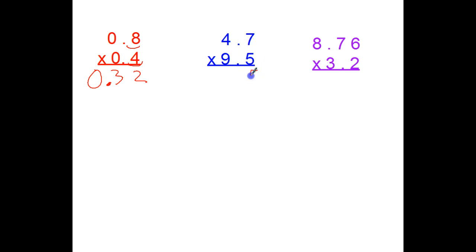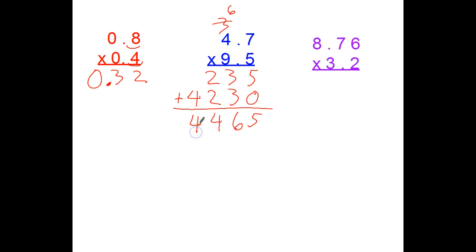5 times 7, 35. Carry my 3. 5 times 4 is 20 plus 3. Marco Polo. 9 times 7, 63. Carry my 6. 9 times 4, 36 plus 6, 42. Add them up. I got a 5, a 6, a 4, and another 4. And I came over 1, 2 spots. So 1, 2, 44.65. And if I check my whole number part out, 9 times 4 is 36. I'm in the right range.